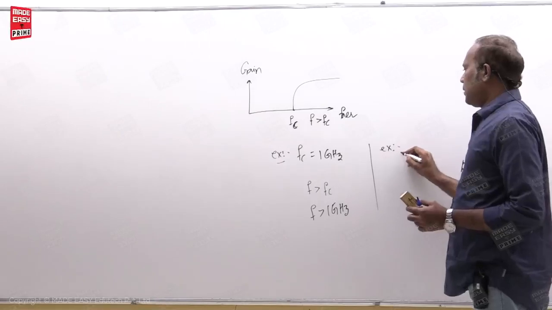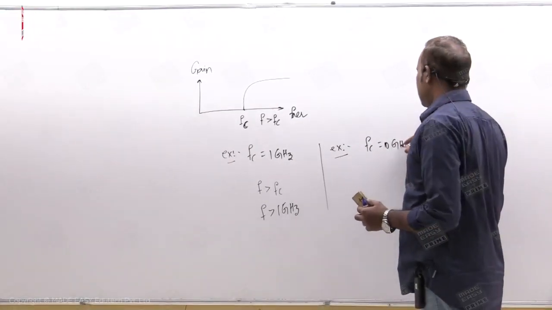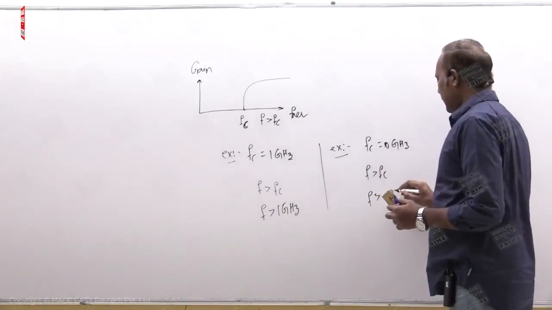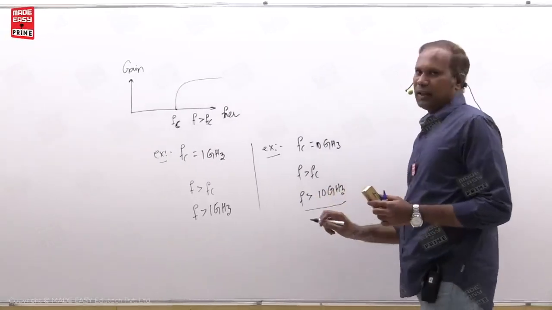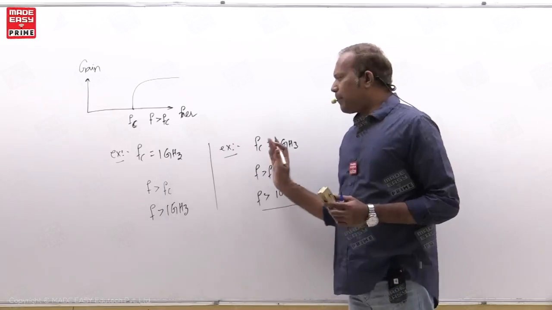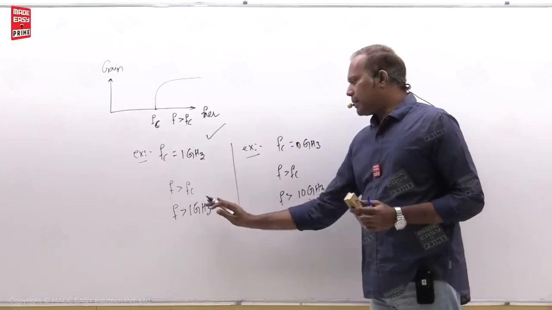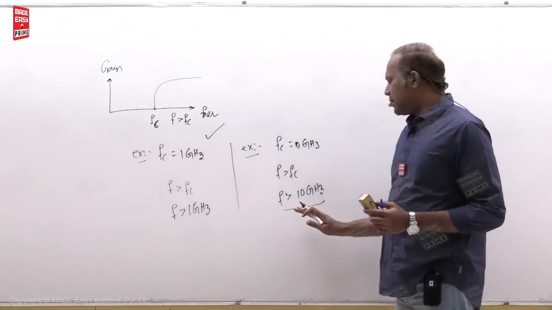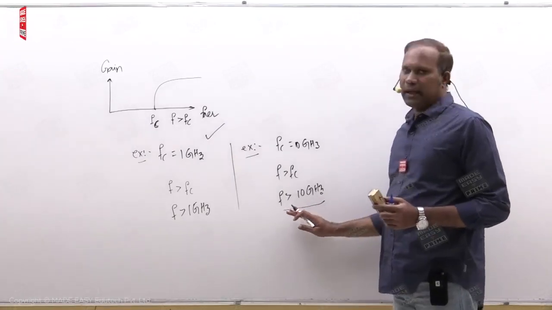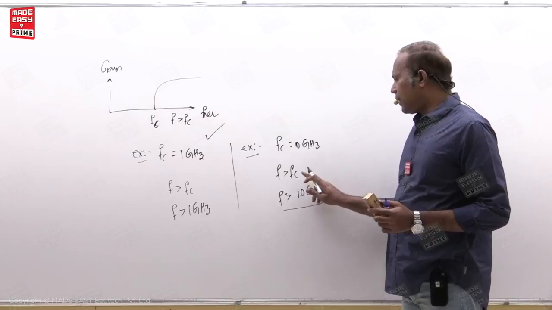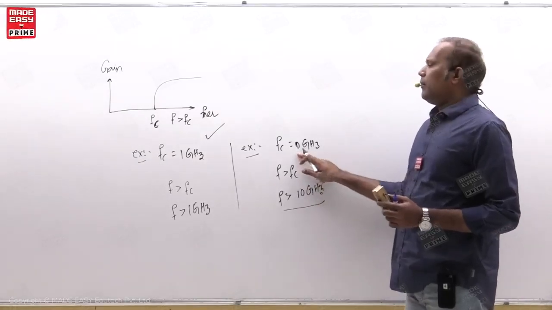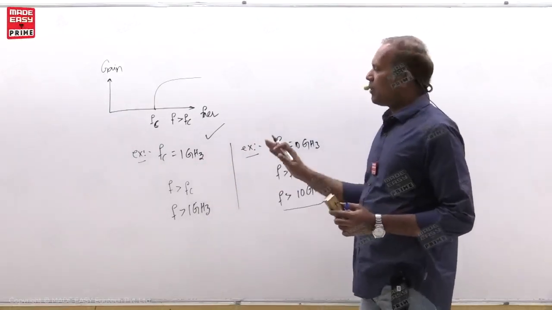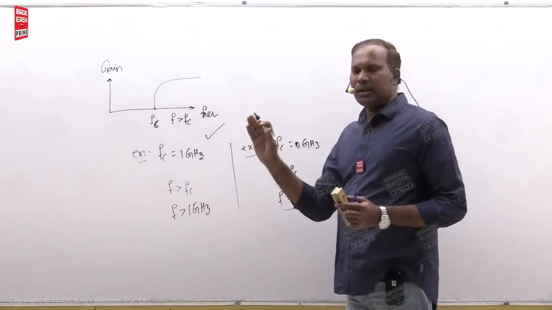Second example, Fc is equal to 10 gigahertz. That means F greater than Fc, then only we can transfer. So if F is greater than 10 gigahertz, then only we can transfer the signal. Among them, which one is better? The first is the better one, because in this we can send frequencies from 1 gigahertz onwards. But here we can't send signals from 1 gigahertz to 10 gigahertz. So that means it has higher cutoff frequency. If any waveguide has 0 cutoff frequency, the meaning is it can transfer signals from 0 hertz onwards.